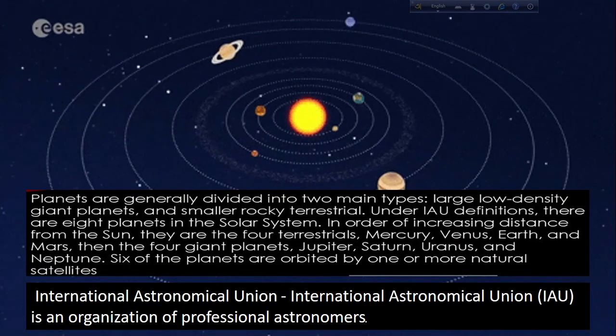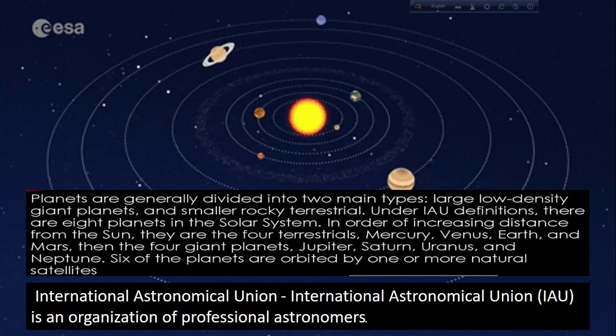Here planets are divided into 2 main types: large low density giant planets and smaller rocky terrestrial planets. Terrestrial planets are those related with the earth, that means there are some characteristics similar to the planet earth. Under the IAU definitions, there are 8 planets in the solar system. In order of increasing distance from the sun, they are the 4 terrestrial planets, that means Mercury, Venus, Earth and Mars, and then the 4 giant planets, that is Jupiter, Saturn, Uranus and Neptune.